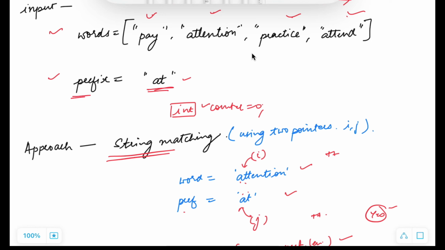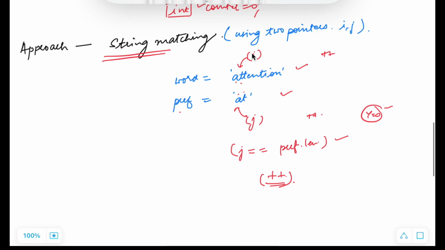Int counter is equal to 0, and we'll go through every index. Index 0 word, index 1 word, index 2, index 3, and we will compare the prefix one by one. Okay, I hope this approach is clear to you.